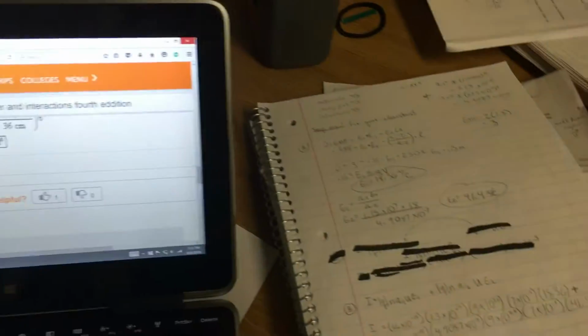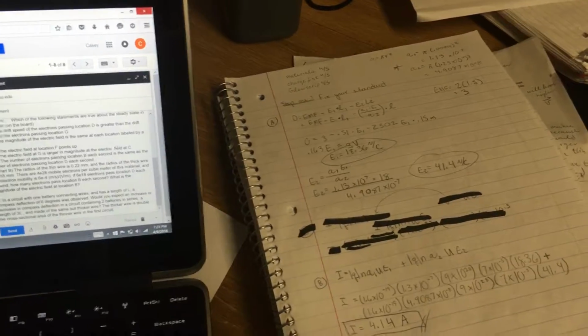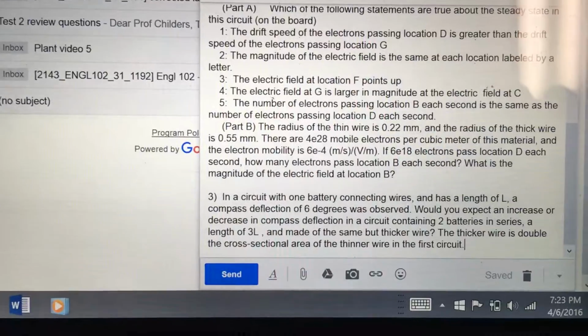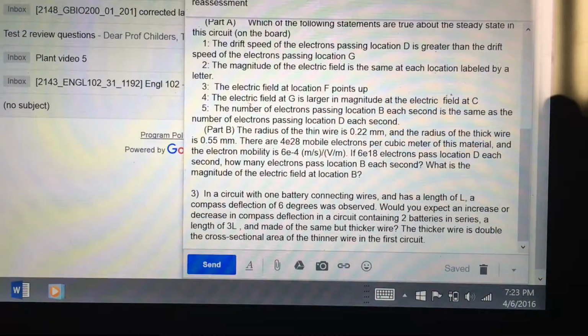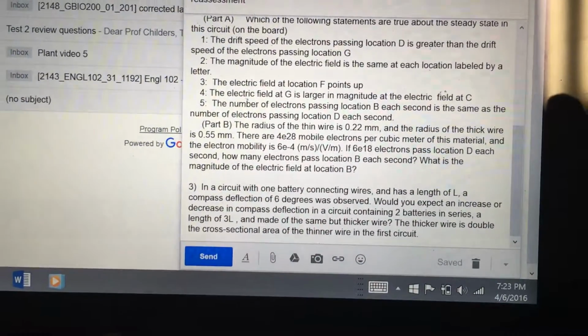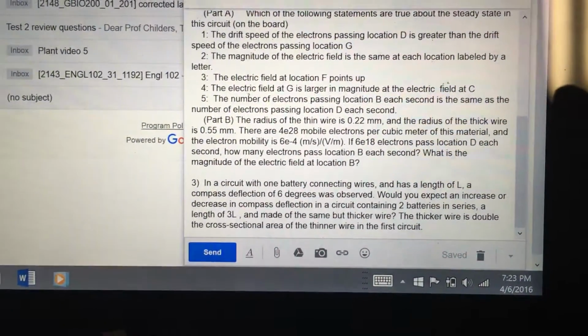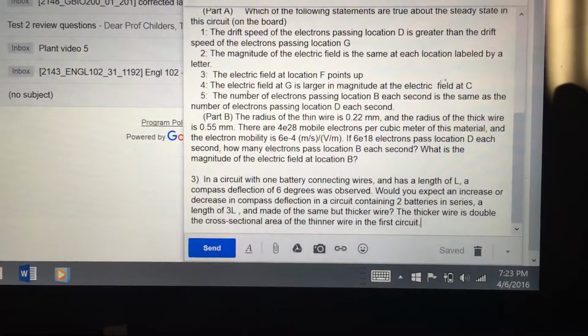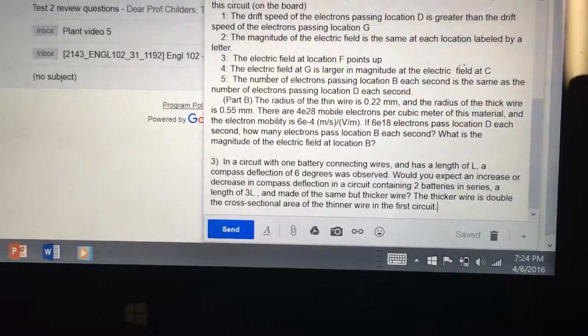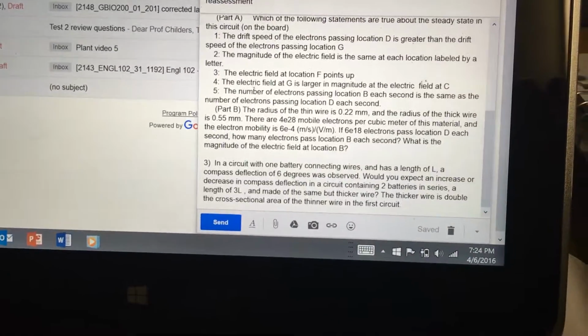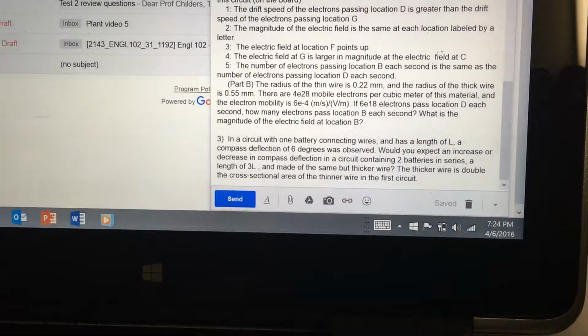Let's see. Woo. The third question then asks, in a circuit with one battery connecting wires, it has a length of L and a compass deflection of 6 degrees was observed. It only has one battery in this circuit. Would you expect an increase or decrease in compass deflection in a circuit containing 2 batteries in series, a length of 3L, and if it's made of the same wire but thicker? The thicker wire is double the cross-sectional area of the thinner wire in the first circuit.